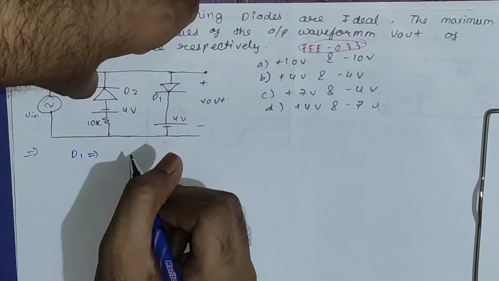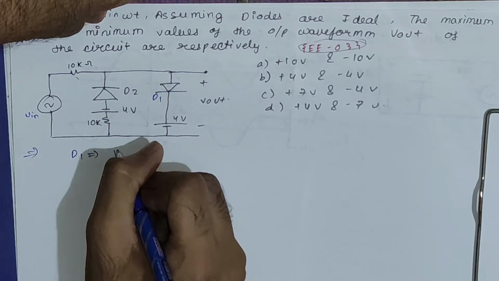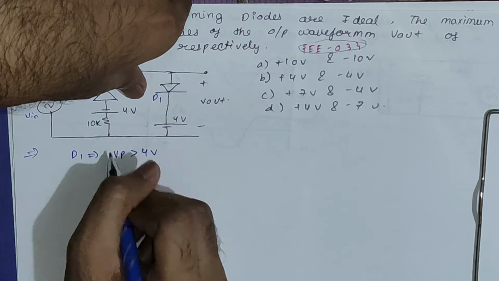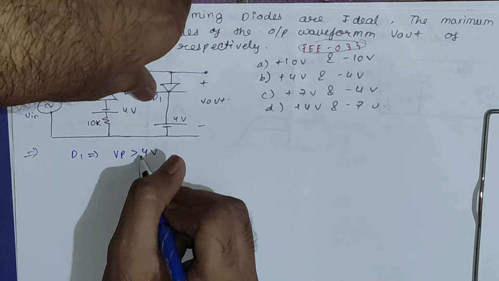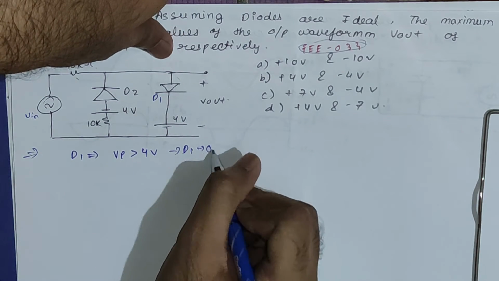So for D1, the on condition will be, since the diode is ideal, Vp should be greater than 4 volt, right? I hope you are understanding this when I am writing directly. So we get the condition that Vp should be greater than 4 volt for D1 to be on, right?